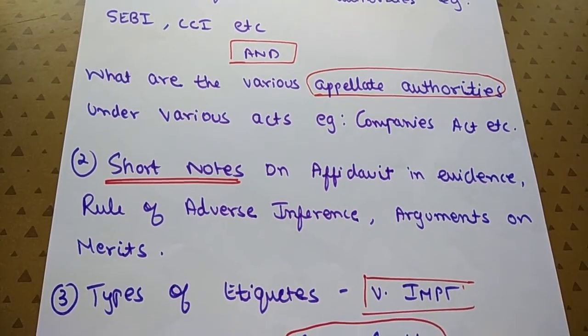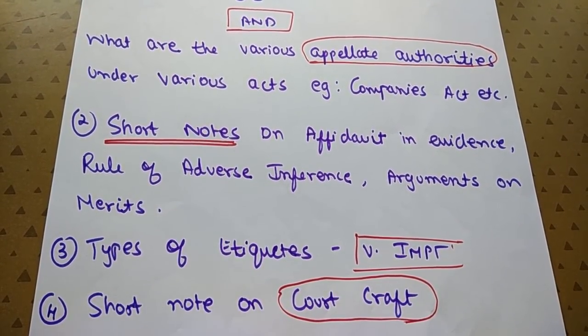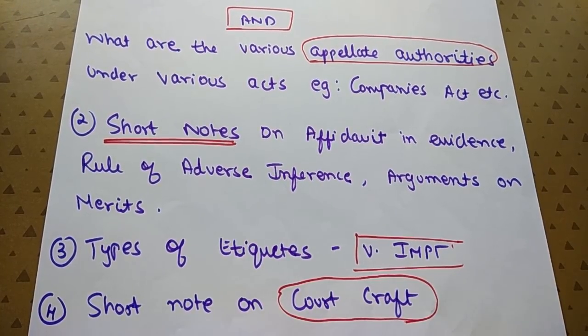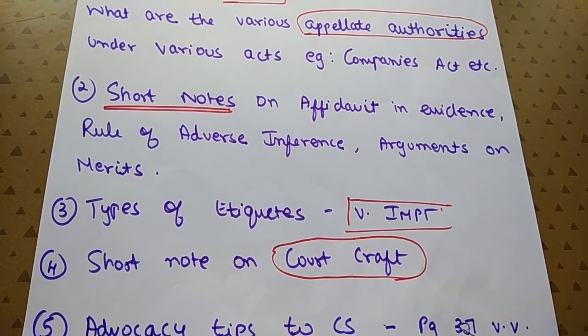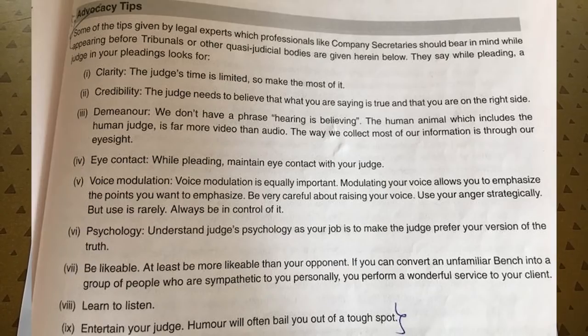Thirdly, this is the most easy to score, which is the types of etiquettes. Please be thorough with this. Next, short note on court craft is also important. And lastly, advocacy tips to CS on page 327 of the textbook is very, very important and asked umpteen number of times.